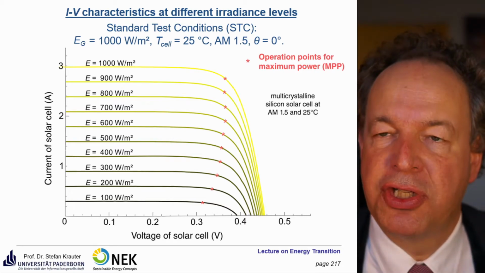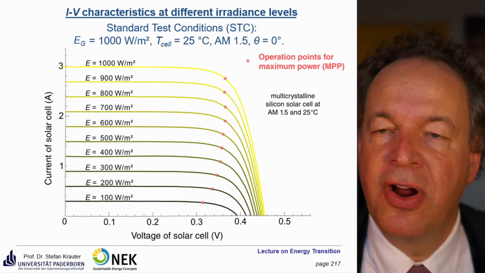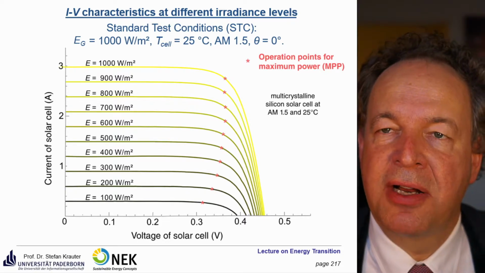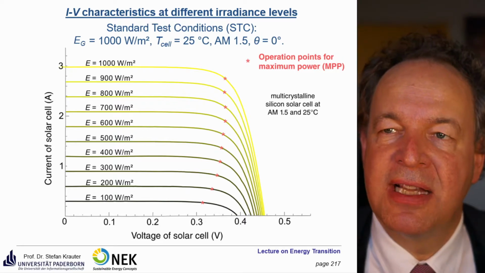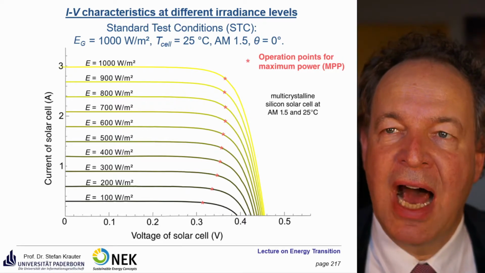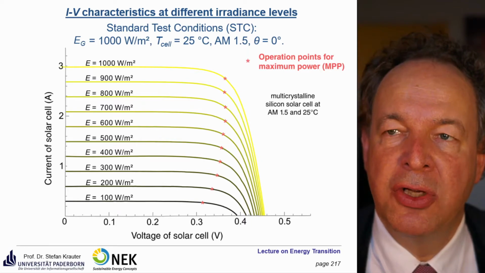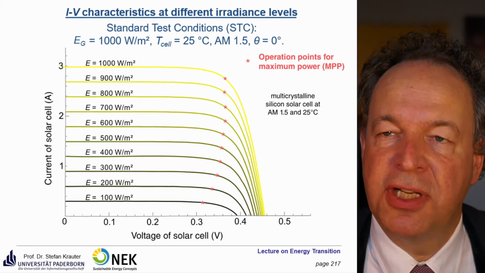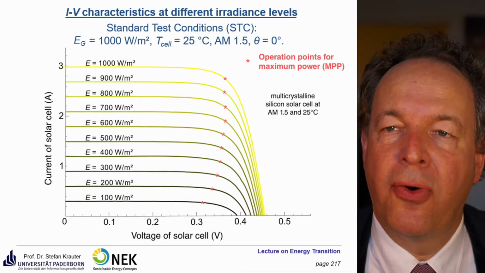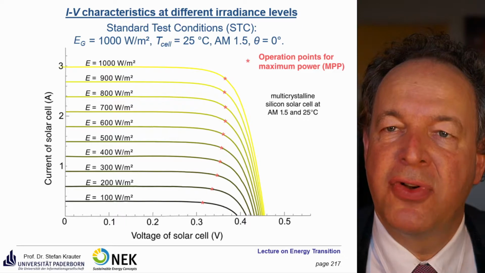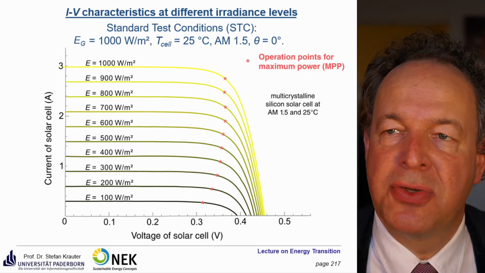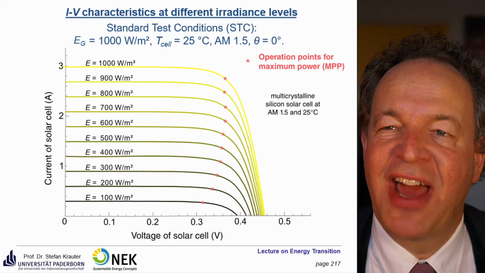On the x-axis is the voltage of the solar cell. If you go to very low irradiance levels, you see that the current is directly proportional to the irradiance level. That's clear. If you have, for example, only half of the photons coming in, you can only generate half of the number of electrons. The voltage stays the same for a large range of irradiance levels, but if you go to very low irradiance levels, then the voltage also goes down. That means your efficiency is decreased. This is the so-called weak light effect.